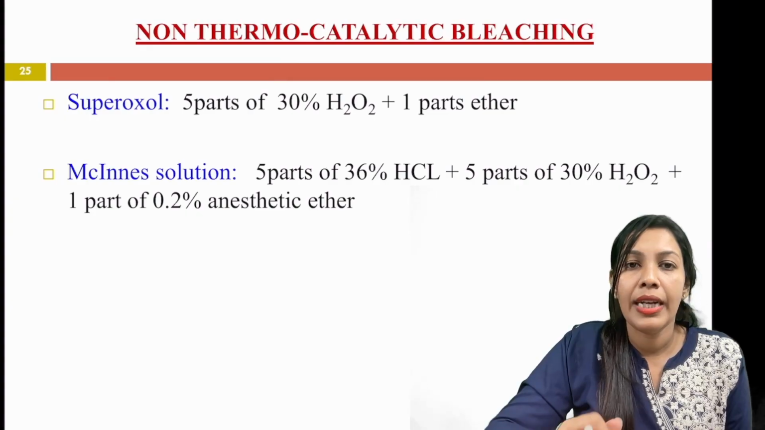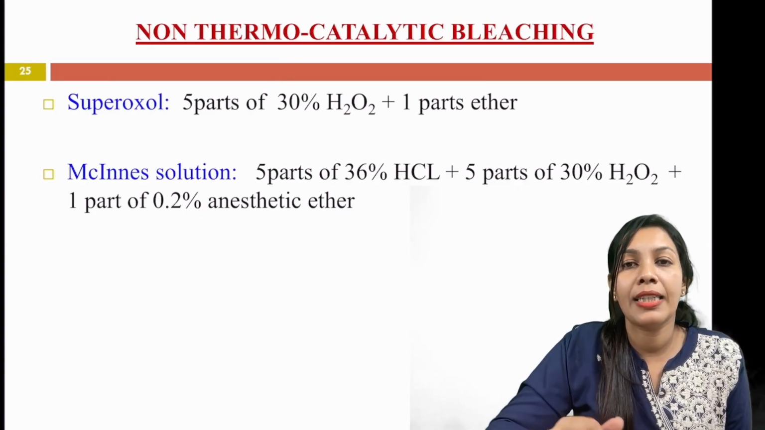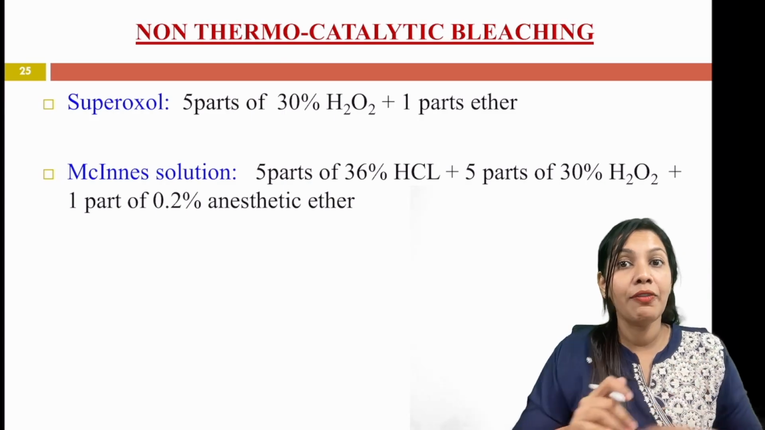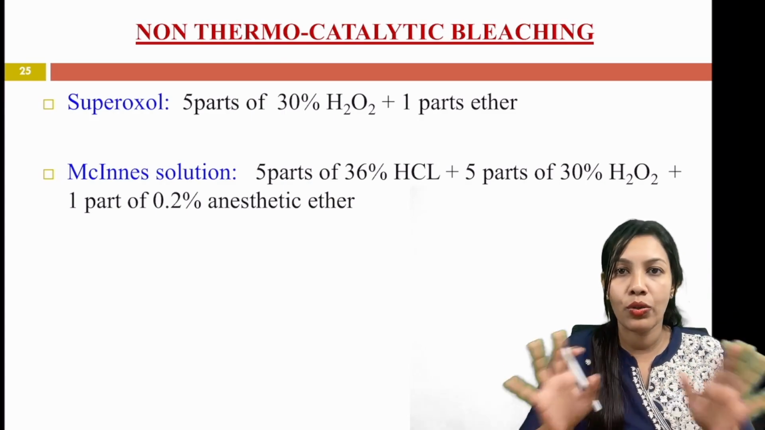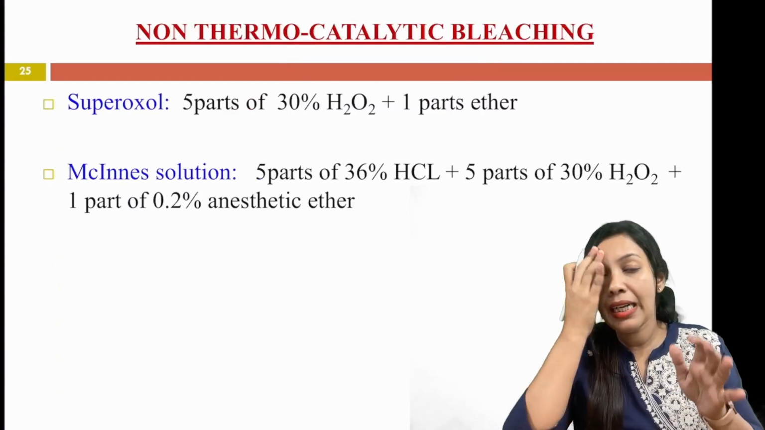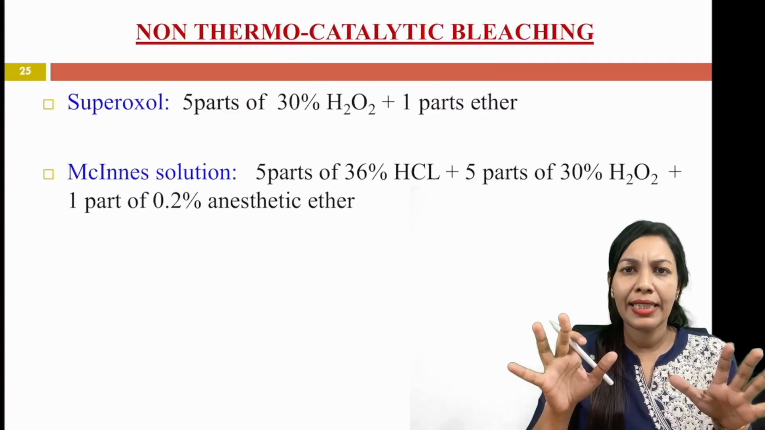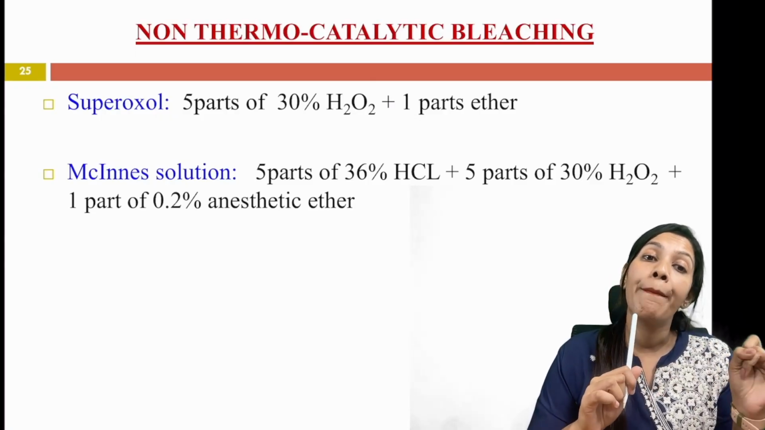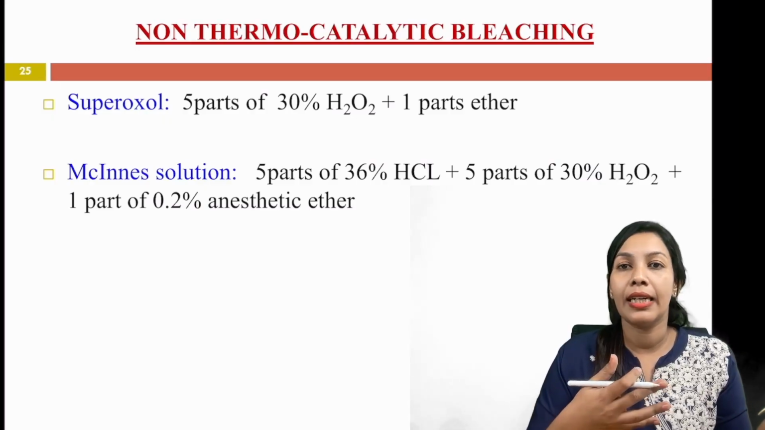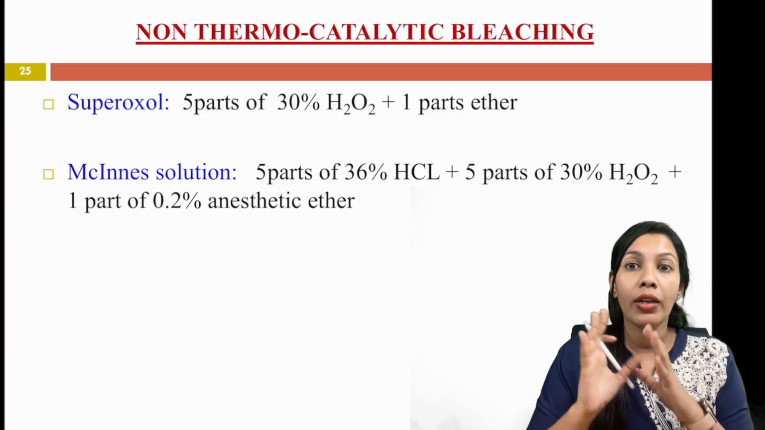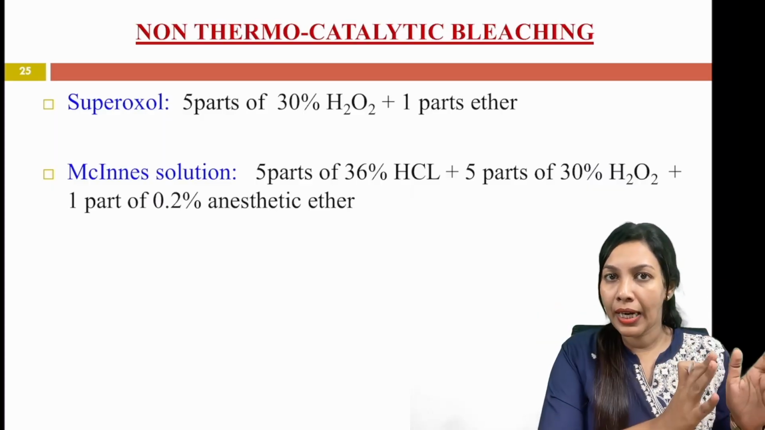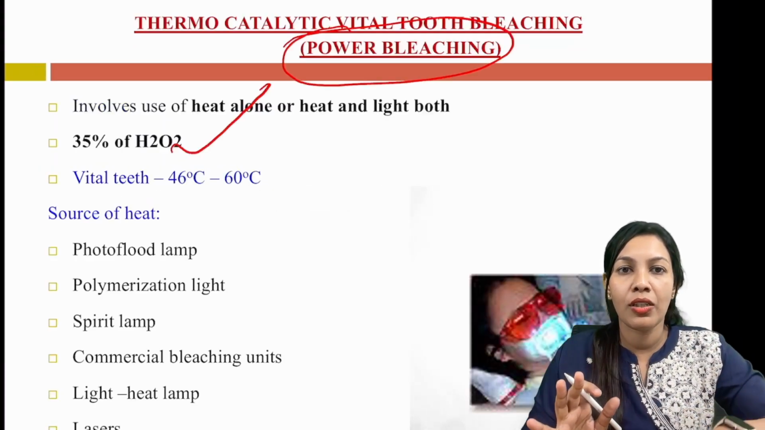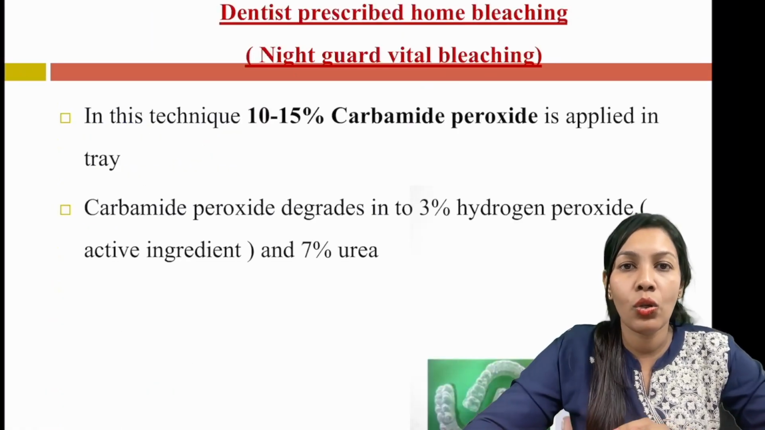Next is non-thermocatalytic bleaching. In thermocatalytic bleaching, we use 35% sodium hypochlorite. So important, 35. When it comes to non-thermocatalytic, there is no light and all. The material we use is superoxide or Meccan solution, which we have already studied. This too is used in non-thermocatalytic bleaching. Thermocatalytic bleaching is just 35% sodium hypochlorite. Here, the other two combinations.